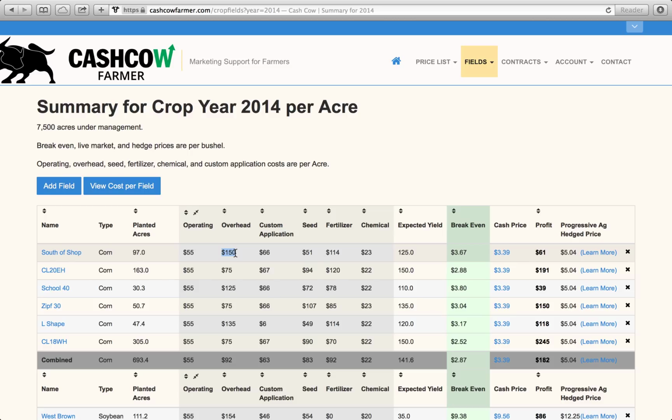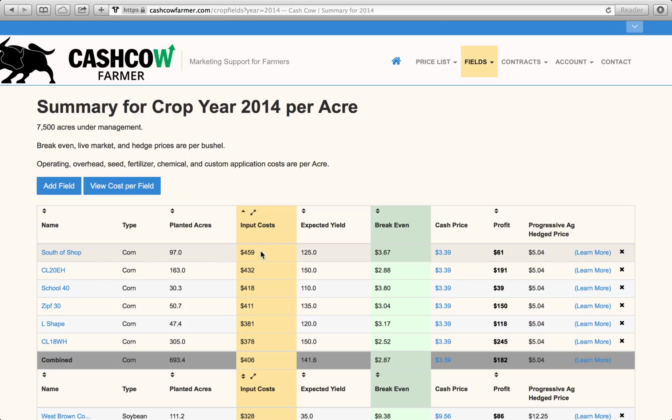Then we've got custom application rates, pretty consistent with the rest. Seed, pretty low actually. Fertilizer, one of the higher ones. And then chemical, which is pretty standard. So the overhead and the fertilizer costs are what is driving that input cost up so high.